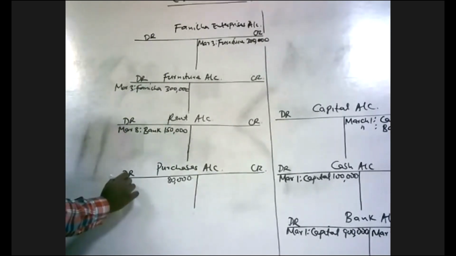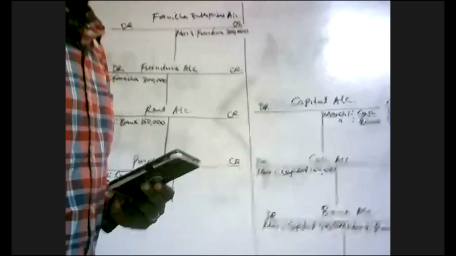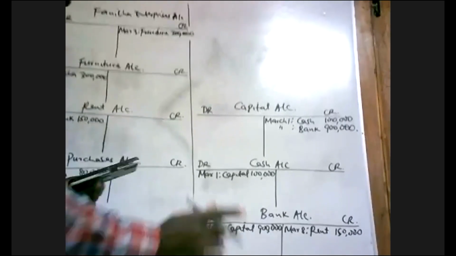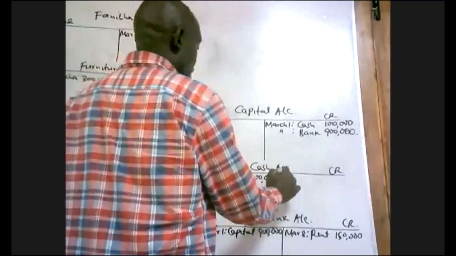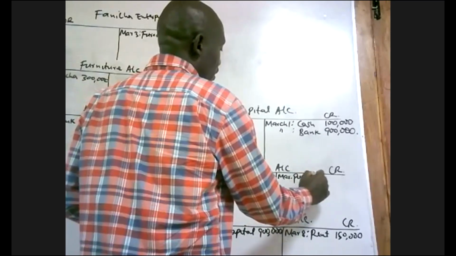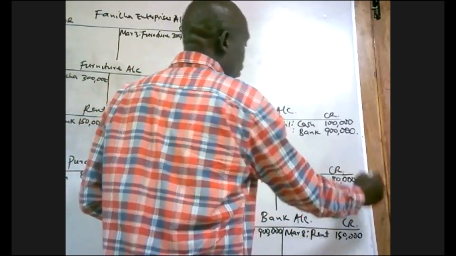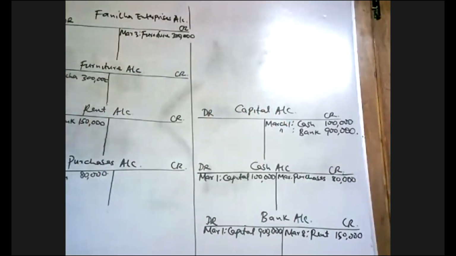Then we go to the cash account. Yes, cash account, this is money out. So we credit it with the 80,000 for purchases. Correct. You can see now you are okay with these transactions.